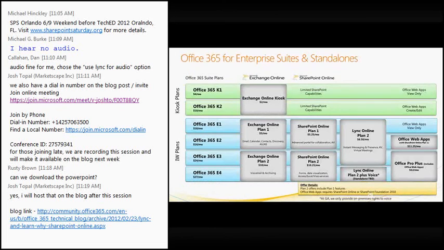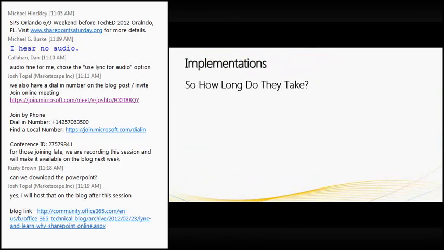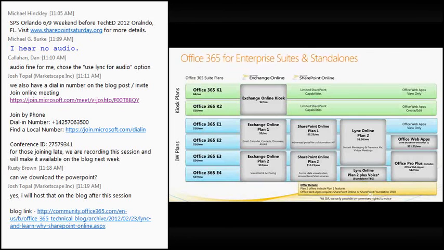I want to point this out on this slide: if you wanted to do everything a la carte, so to speak, and you wanted to go with Exchange Online Plan 2, the Lync Plan 2, and the Office Pro, you're looking at around $28, $29 a month per person, and you're keeping SharePoint out of the game.